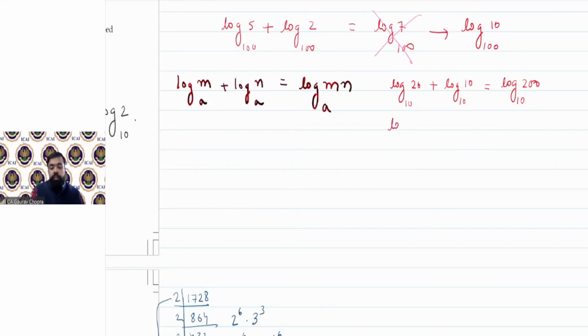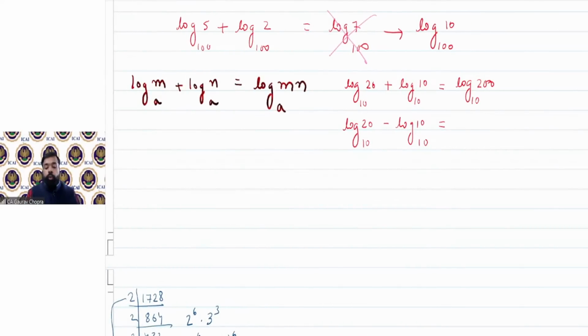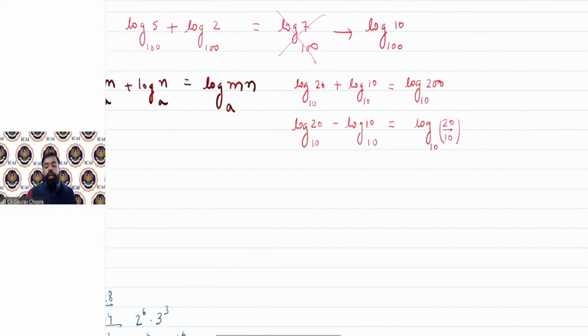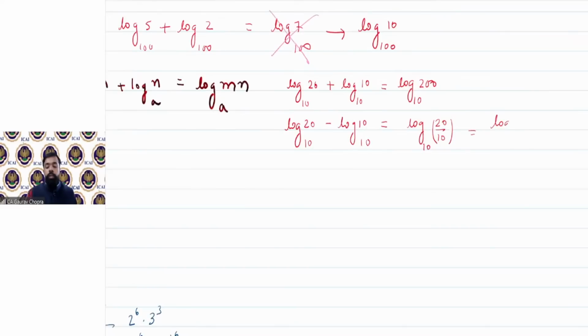Now, let's see if it is log of 20 base 10 minus log of 10 base 10. If there is a negative sign in between, a minus sign, then what we have to do? Then you have to apply log m upon n. So log of 20 divided by 10 and base 10. What is 20 upon 10? It is 2, so it will become log of 2 base 10. So in this way, you have to see whether it is a plus sign or a minus sign, and accordingly you have to answer.